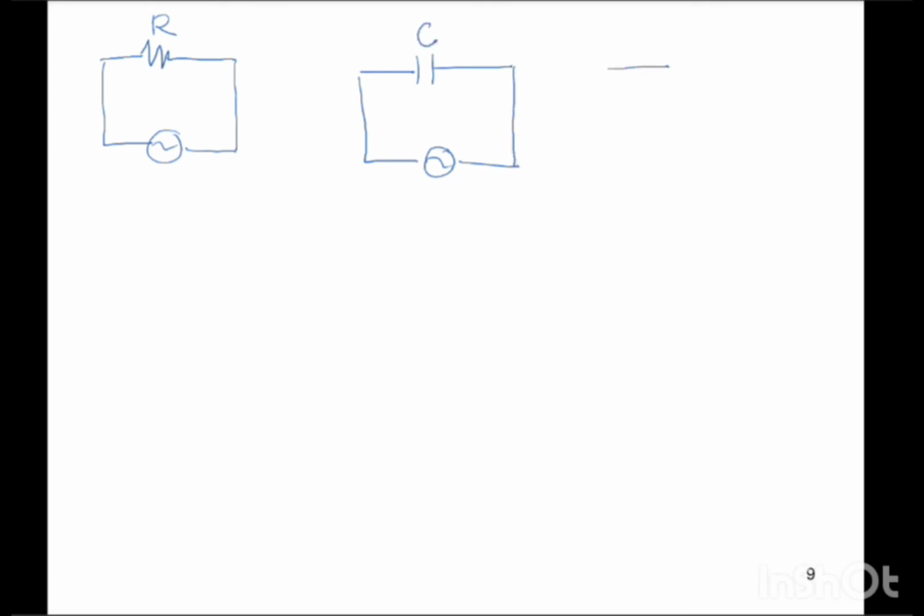Okay, conclusion for this subtopic. In the circuit, the resistor is R, the capacitor is C, and the inductor is L. And this one is VR, I, VC, I, and this one is VL.